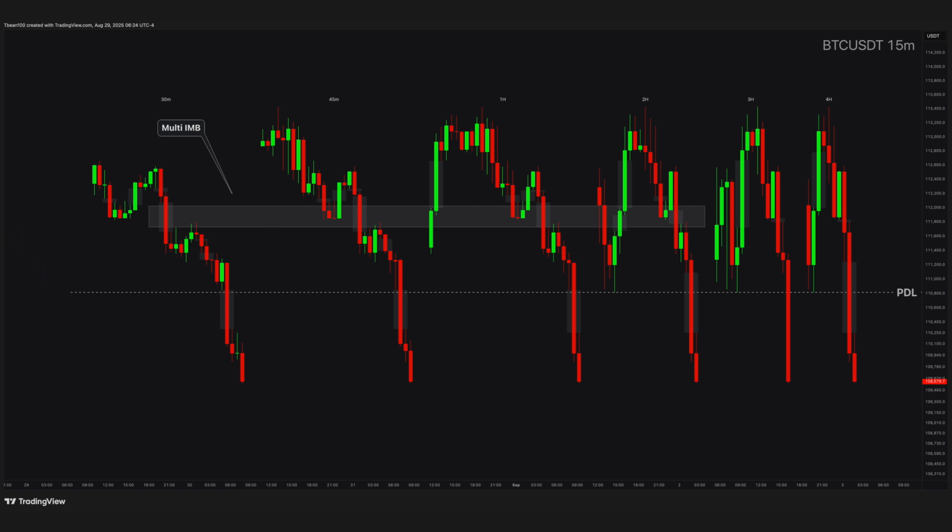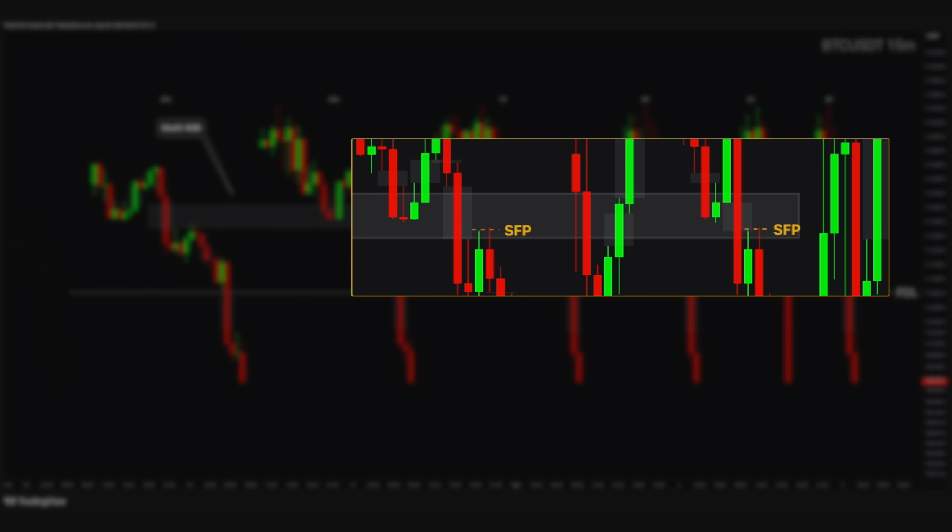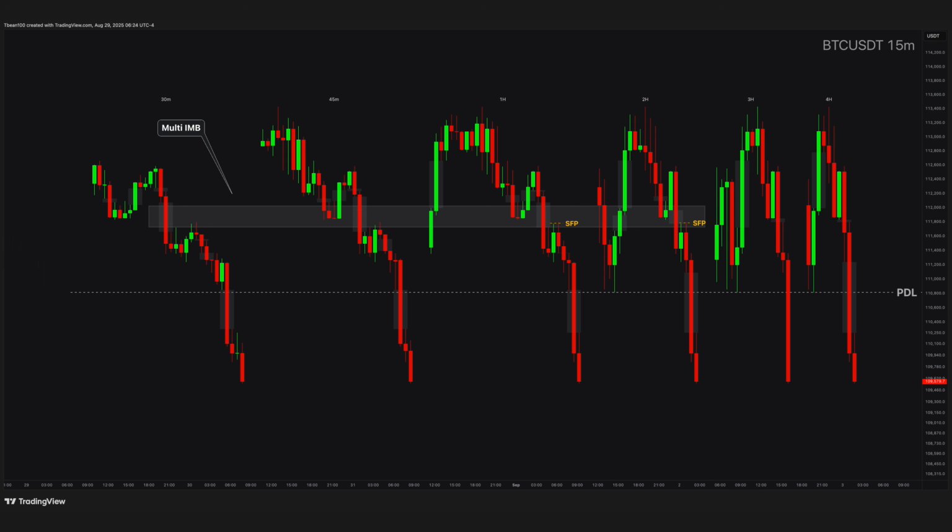What happened here is that price pulled back into this large multi-imbalance area. If you take a close look at the 1-hour and 2-hour charts, you can clearly notice how the swing failure pattern formed here. That basically sums up the higher time frame structure, and it helps us to find an entry point with a very clear target.